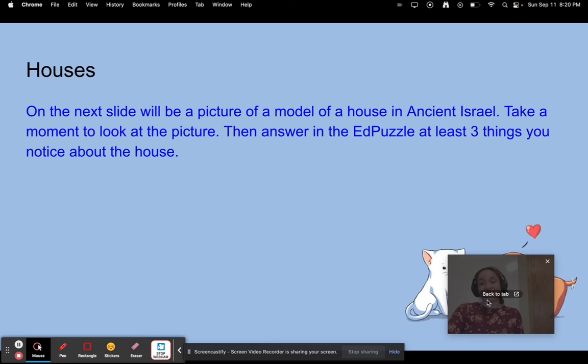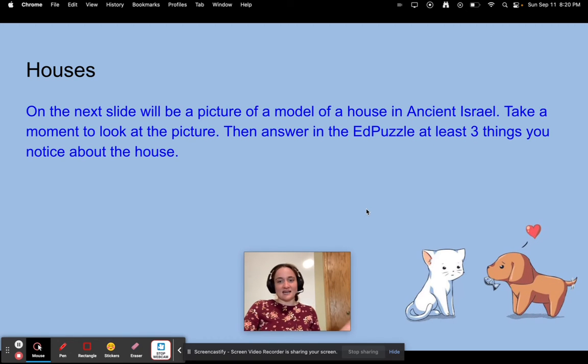Okay, so next up on the next slide is going to be a picture of a house in ancient Israel. So, what you're going to do on this Ed puzzle is take a moment to look at the picture, and then answer in the Ed puzzle at least three things you notice about the house. And don't just say there's a wall or it has a floor. Like, yeah, I know that. Dig a little deeper.